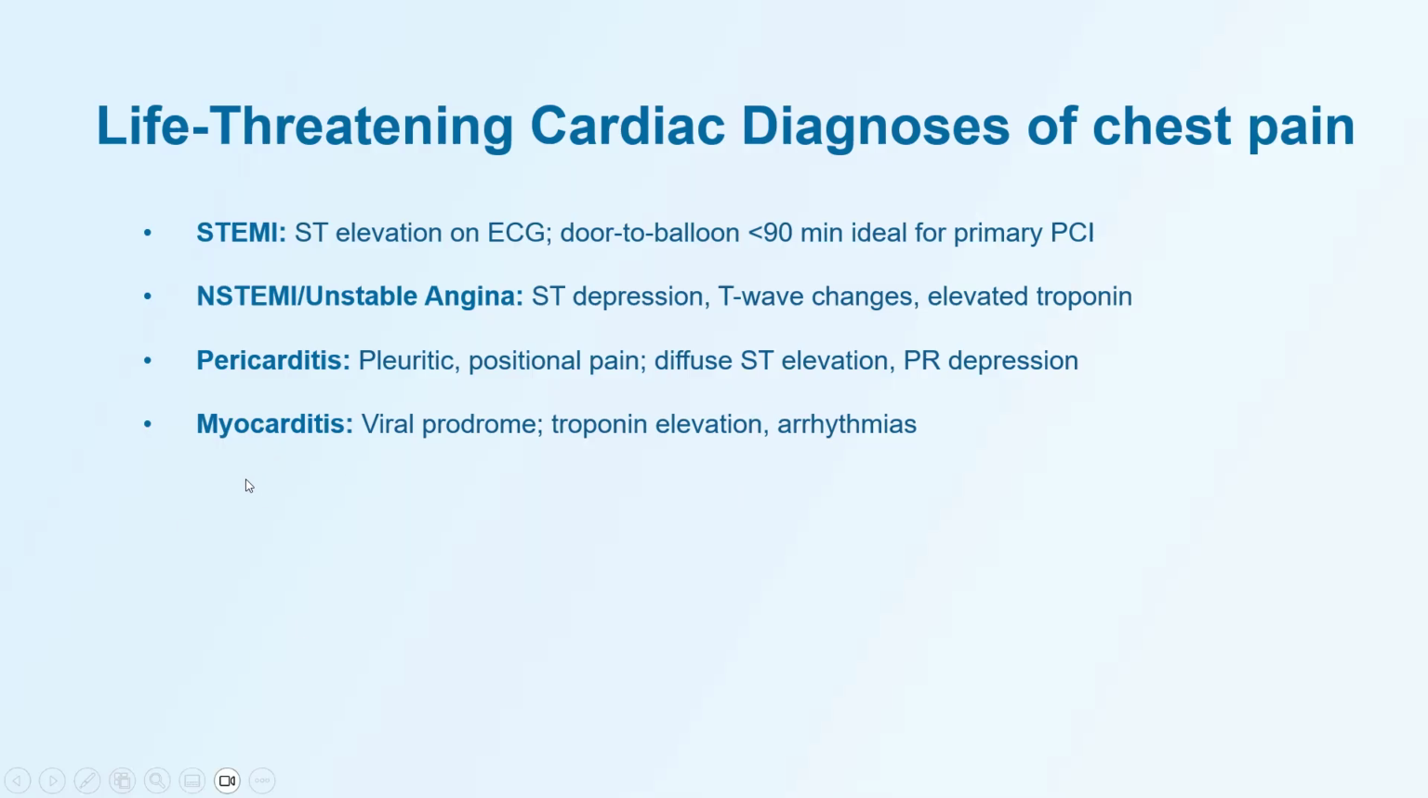Myocarditis is usually post-viral. You would see it in patients who have viral URI symptoms like a sore throat or runny nose. And then after a few days, they develop chest pain and signs and symptoms of heart failure. Think of myocarditis. In myocarditis, you will see that troponins are elevated and they may have arrhythmias.